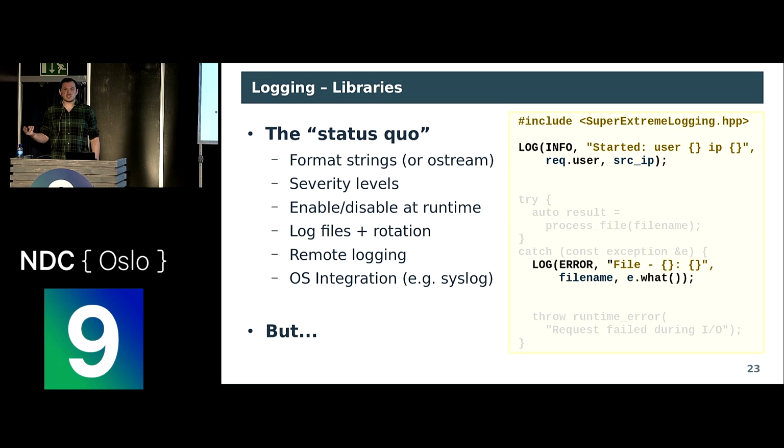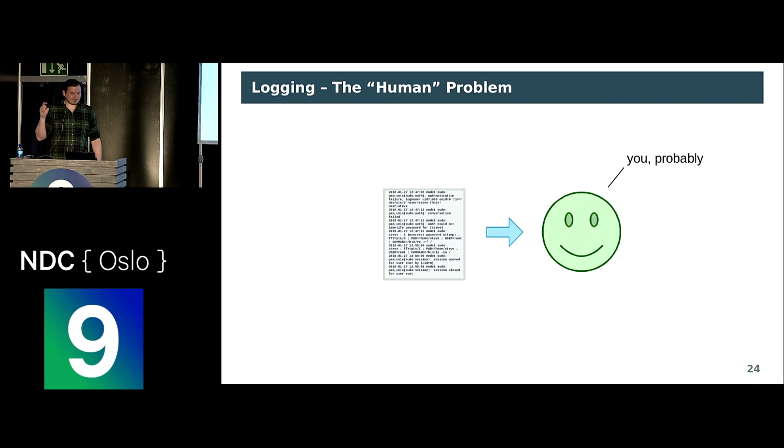And this is the status quo of logging. I don't think it's really moved a whole lot, particularly in C and C++ for quite a long time. Format string, severity levels, log rotation. Maybe you integrate them with syslog, and you can send them remotely and collect everything in one central place. Nice little features like that. But I think the whole thing is fundamentally flawed once you start scaling your system.